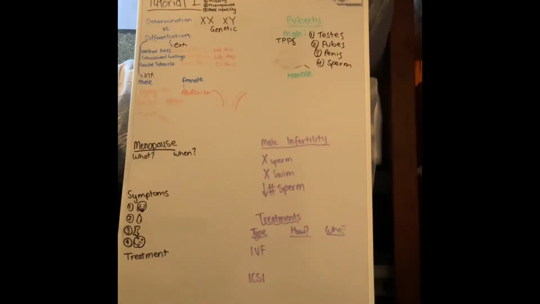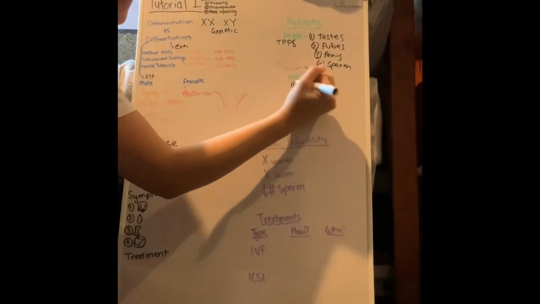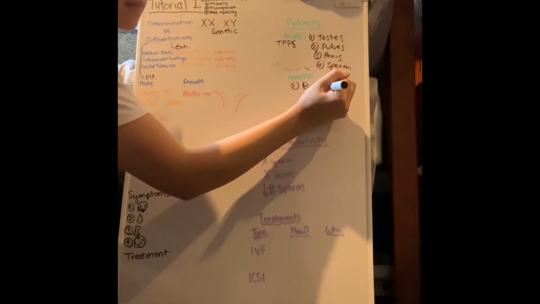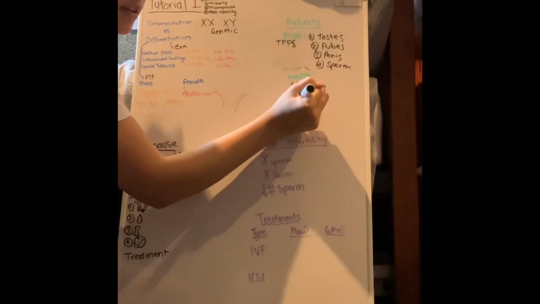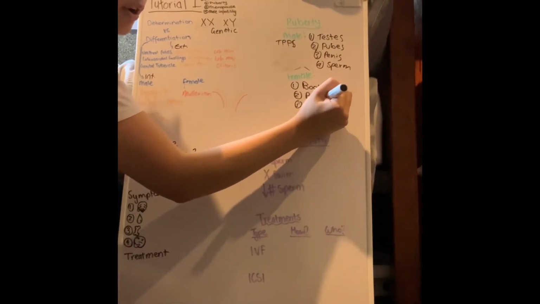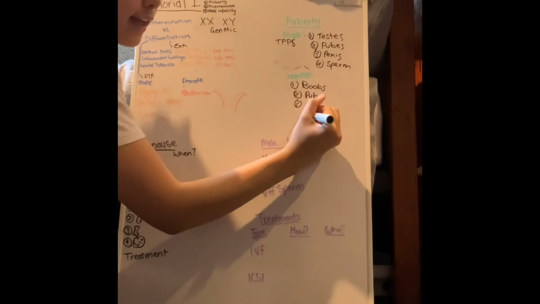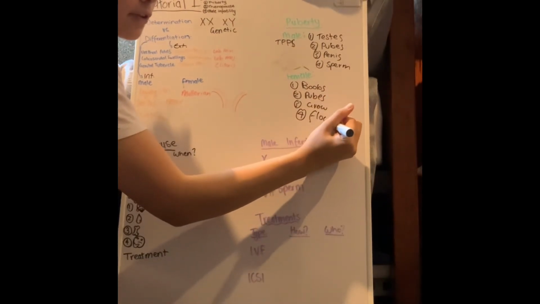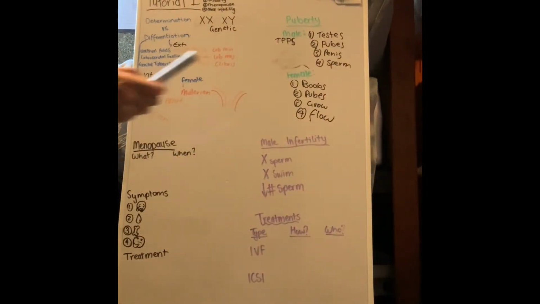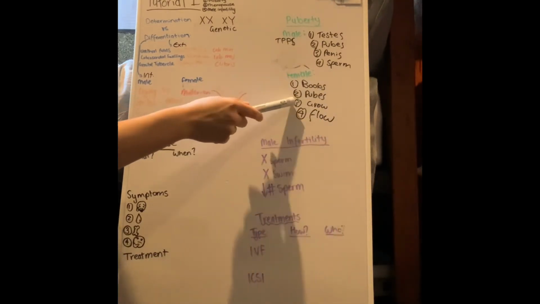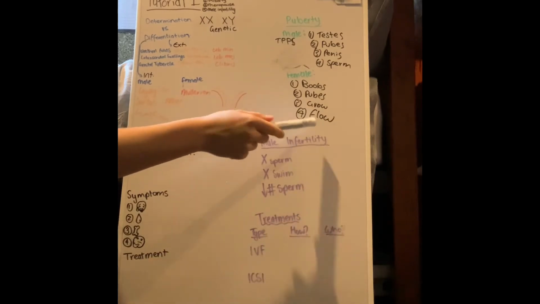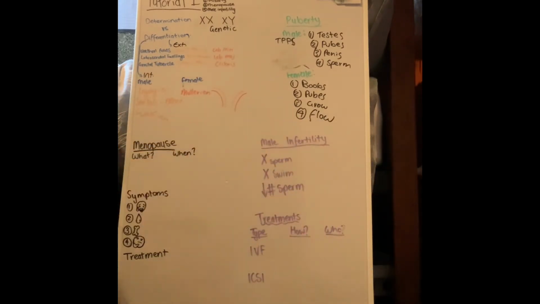And then for females, it's the same number of stages, but it's boobs, pubes, grow, and flow. So that's breast development, secondary sexual hair, a growth spurt, and then menarche, aka the first period. So that's a quick recap on puberty. Then we'll go on to menopause.